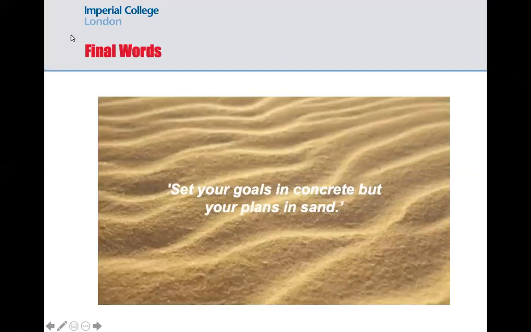And the last thing we wanted to say was just a nice quote that I found a while back. It says, "Set your goals in concrete, but your plans in sand." And I think that encapsulates a good way of going about medical school and, I suppose, life to some extent. At the start of medical school, you have your goals. You want to pass medical school and become a good doctor, and that's not really something that's going to change. But the way you go about it should always be subject to regular reevaluation, basically.